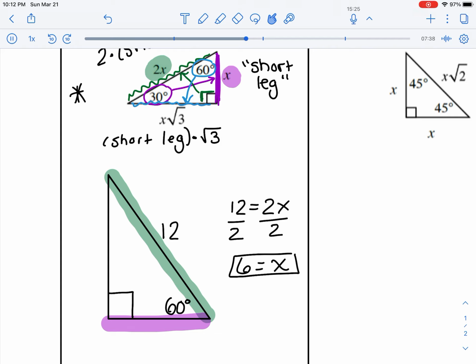And I know that I can identify my top angle as 30 degrees because 30 plus 60 plus 90 is 180. So I look across from the 30-degree angle, x equals 6.